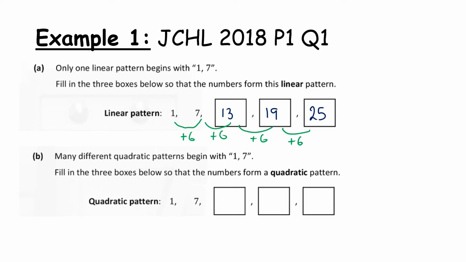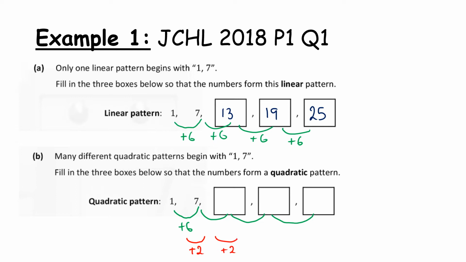So then it says many different quadratics begin with 1 and 7. Fill in the 3 boxes below so that the numbers form a quadratic pattern. So remember what we know about quadratic. Here, yes, I'm adding 6, but the next time I add a number, it's not going to be a 6. But what I do know is common is the differences of the difference. So let's do this as my second difference is add 2.